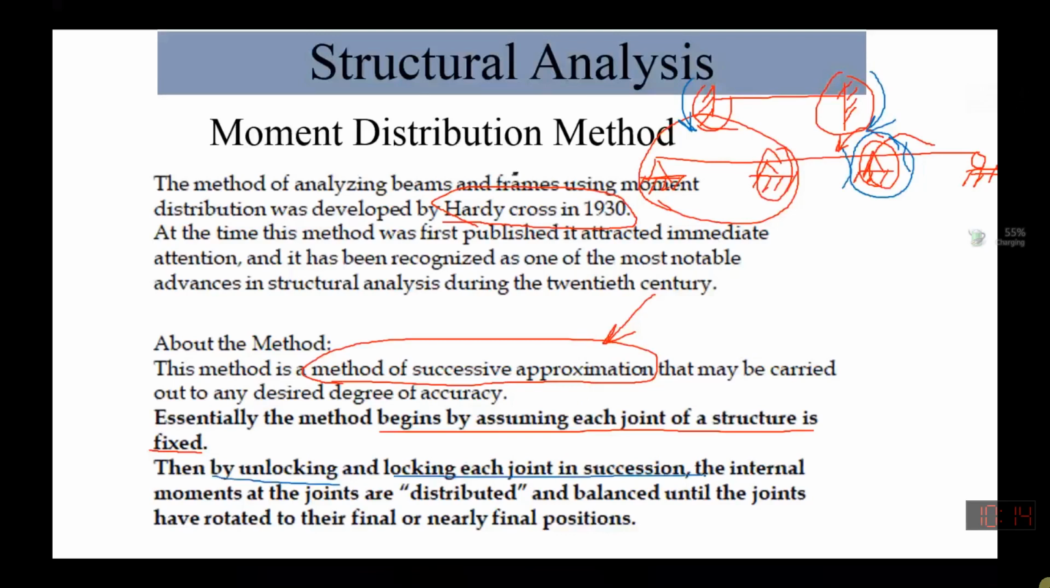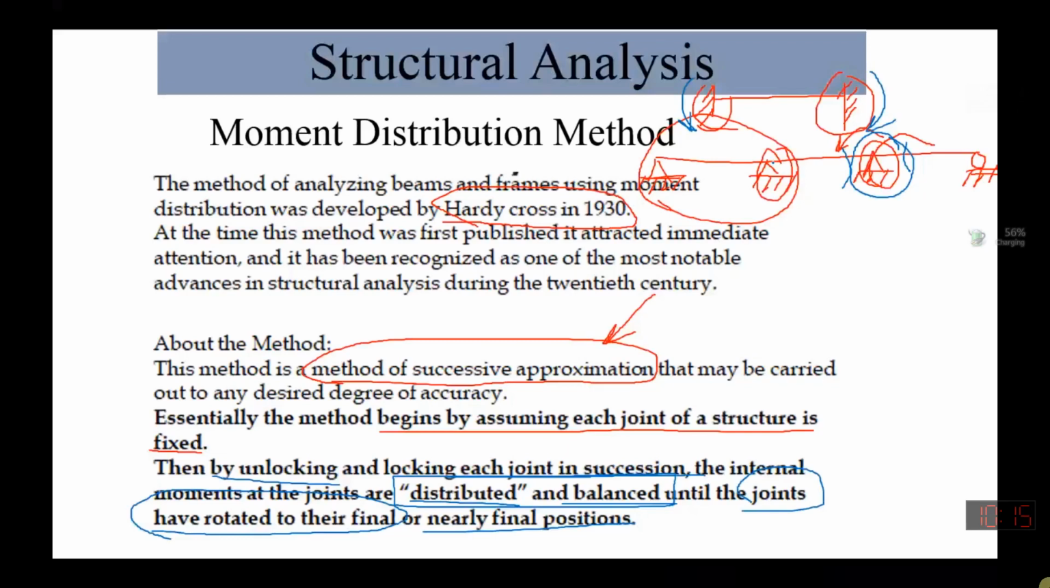This is important, that we distribute and then balance until we find out how much a joint can rotate, how much it can rotate to its final or nearly final position. So this is a simple way of explaining it. But once we solve an example, it will be more clear how this method works. Initially we consider that our joints are fixed, then we release the moment, or we distribute the moment, from the joint to the spans. So this is how it goes on.